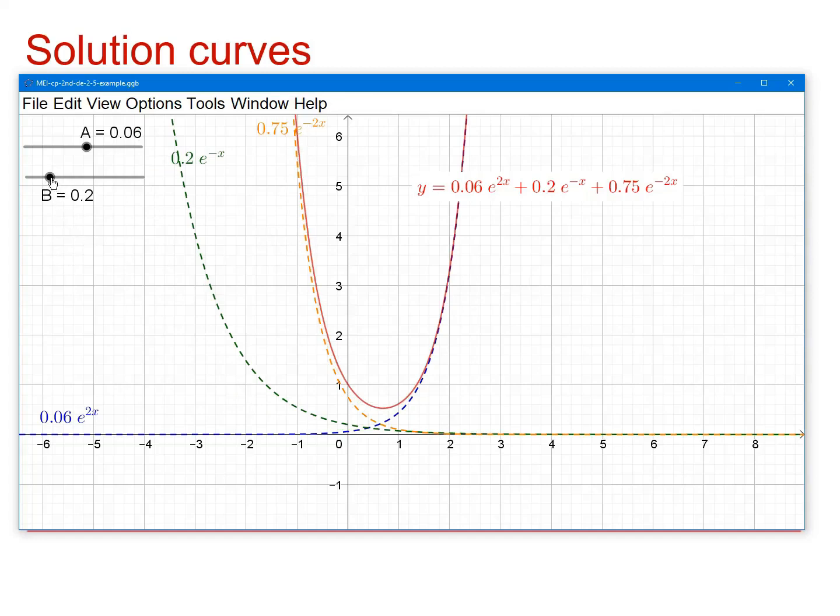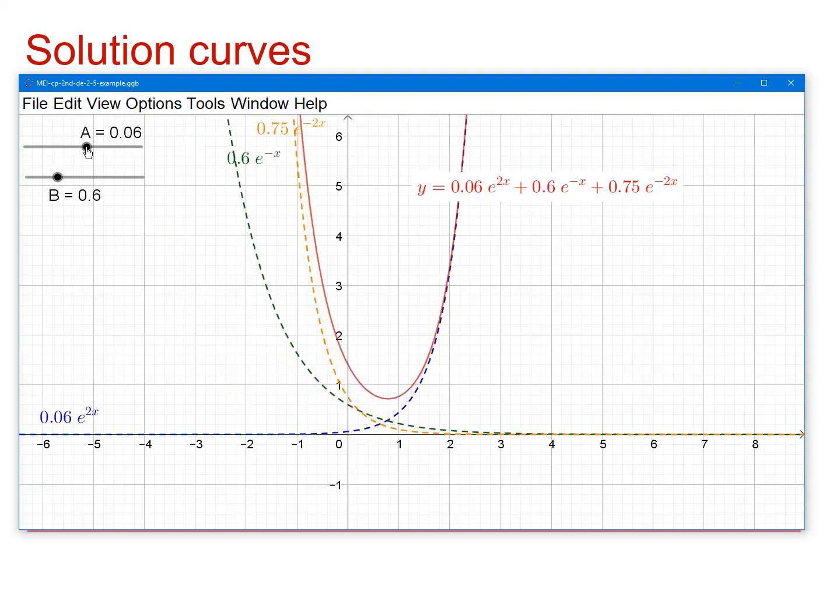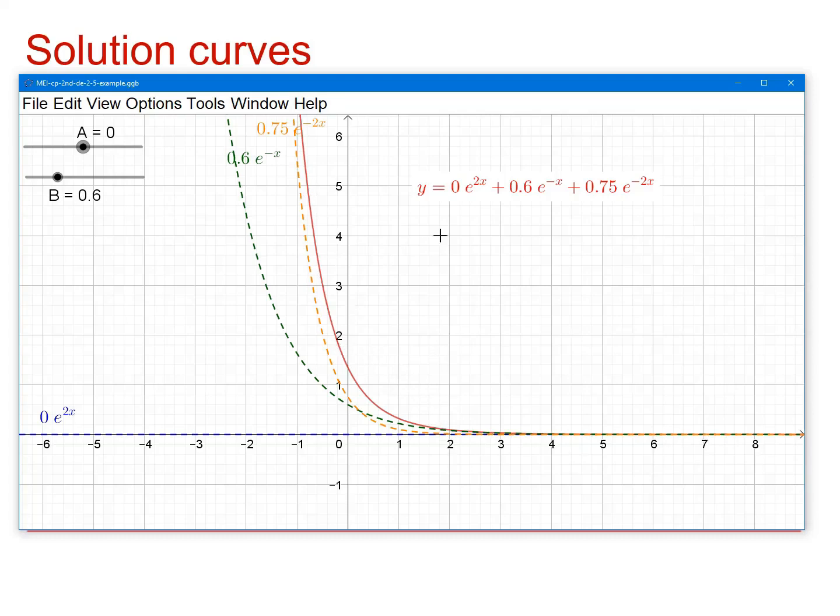What happens at 0 values? Well, if b is 0, we're just being driven by e to the 2x and e to the minus 2x bits of the function, and so it just sits between those two. If a is 0, then it's basically being driven by the e to the minus 2x. Although e to the minus x does have an effect, it's not as significant as the effect of the e to the minus 2x.